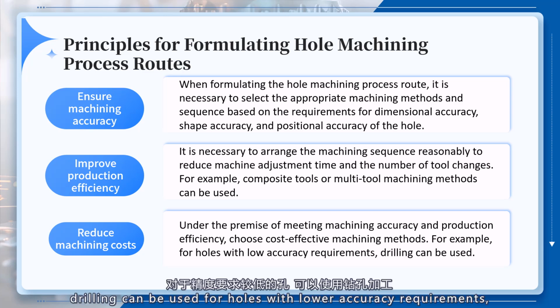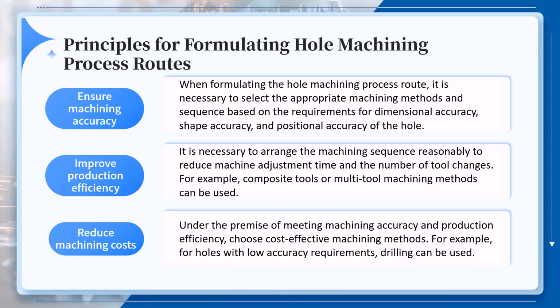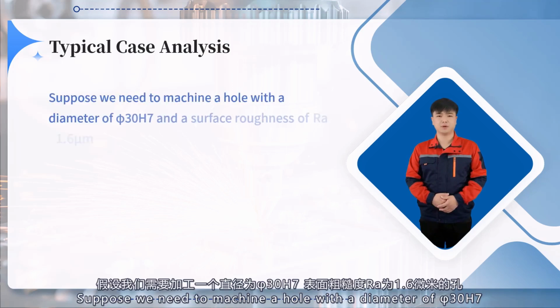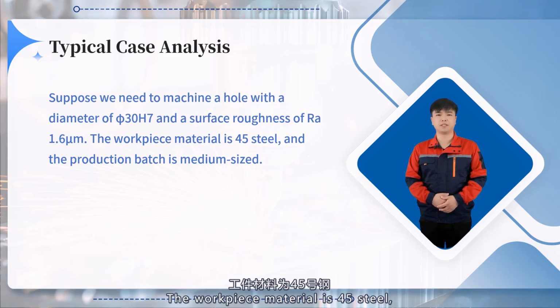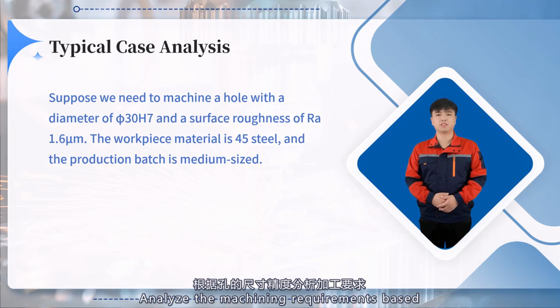For instance, drilling can be used for holes with lower accuracy requirements, while a process route of drilling, reaming, finishing can be employed for holes with higher accuracy demands. Typical case analysis. Suppose we need to machine a hole with a diameter of 530H7 and a surface roughness Ra of 1.6 micrometers. The workpiece material is 45 steel, and the production volume is medium batch. Let's formulate the machining process route for this hole.